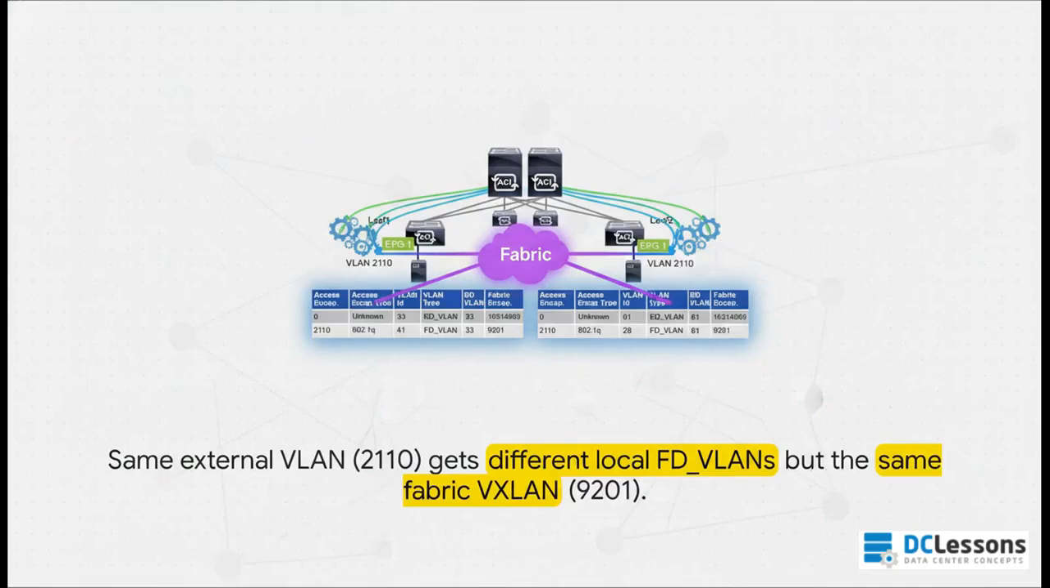And this right here, this is the magic of ACI. Look closely at this. The same external VLAN, 211, is connected to two different leaf switches. On leaf 1, it gets mapped to internal FD_VLAN 41, but on leaf 2, it gets mapped to FD_VLAN 28. See? The local IDs are totally different, and that's okay. What matters, what makes it all work, is that they both translate to the exact same fabric-wide VXLAN ID, 9201. That's the secret sauce that allows seamless communication across the entire fabric.